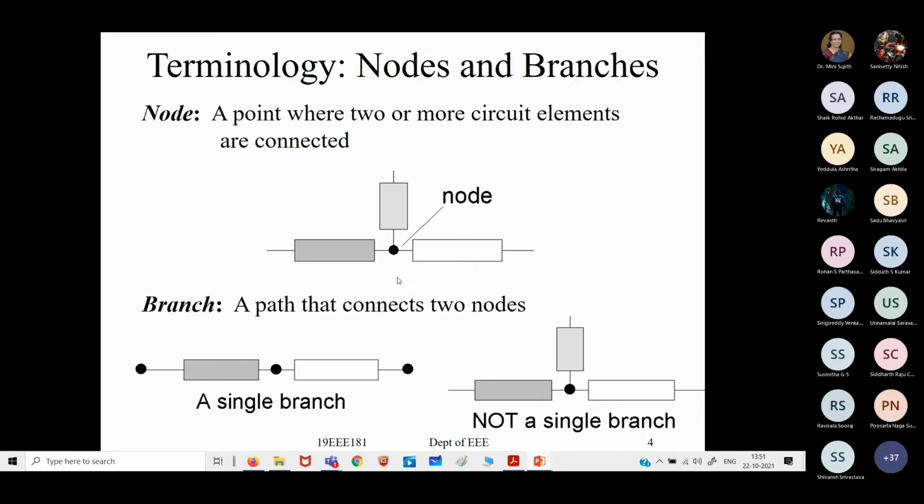This is a node. Now what is a node? Whenever two or more elements are joined together, that forms a node. If it is more than two, it is a junction. So if two elements join together, that forms a node. That is also called a single branch. That is the formation of a branch.